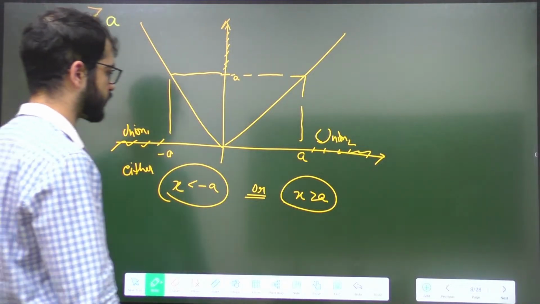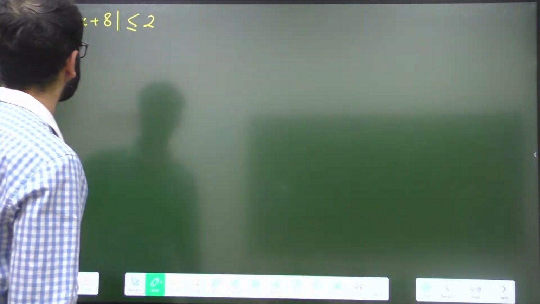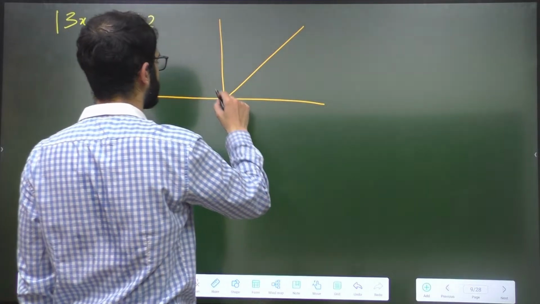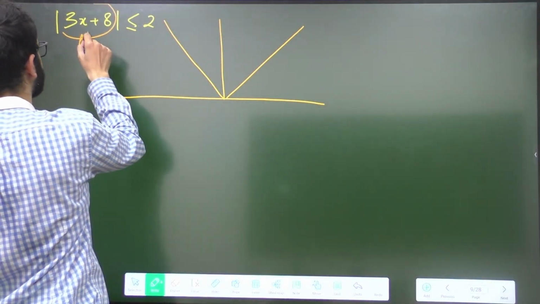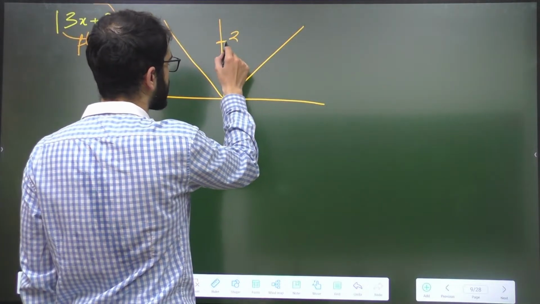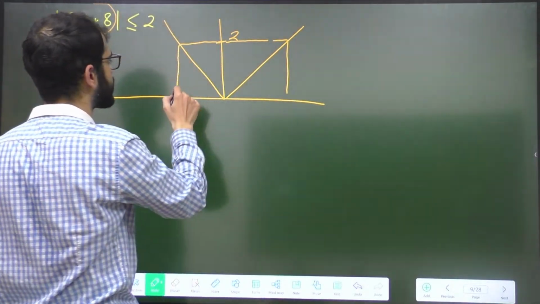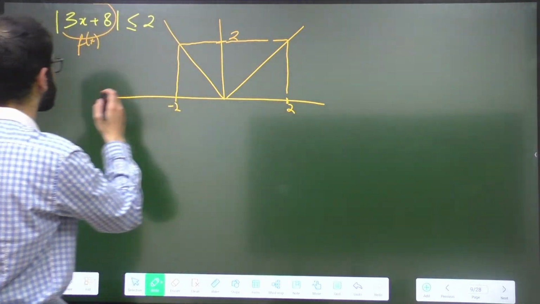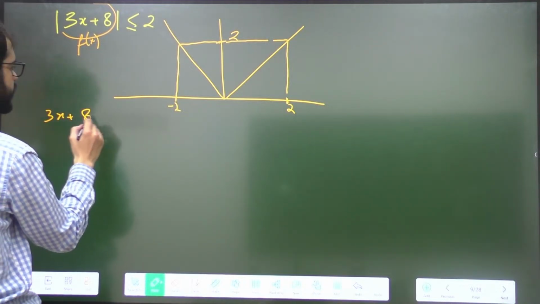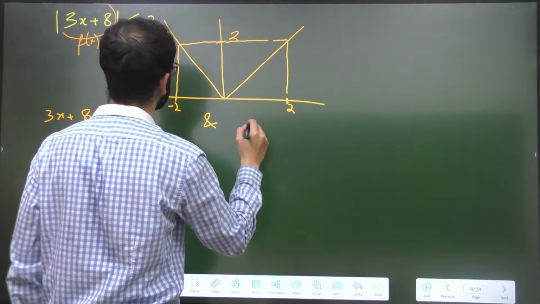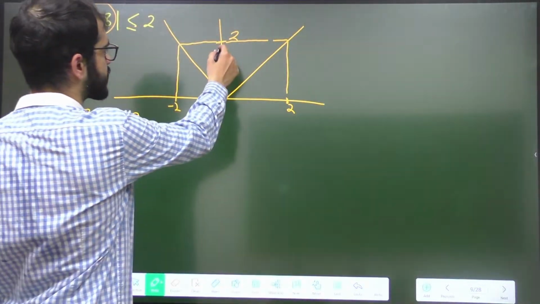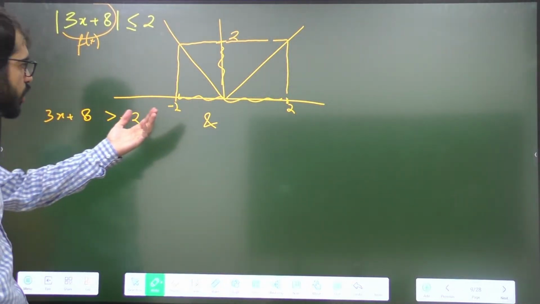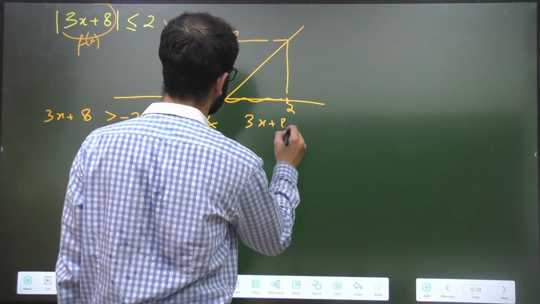Let's move forward to the next question, which says mod of 3x plus 8 is less than or equal to 2. Let's try to remember it by using the graph. This is my expression, which is f of x. Now f of x should be less than or equal to 2. If it has to be less than or equal to 2, that means the value should lie between minus 2 and 2. If the value is lying between minus 2 and 2, what does that mean? 3x plus 8 should be greater than or equal to minus 2, and because it is less than or equal to 2, that means this is the output. So my input should be between minus 2 and 2. So it should be greater than minus 2 and less than 2. So the other condition will be 3x plus 8 is less than or equal to 2.